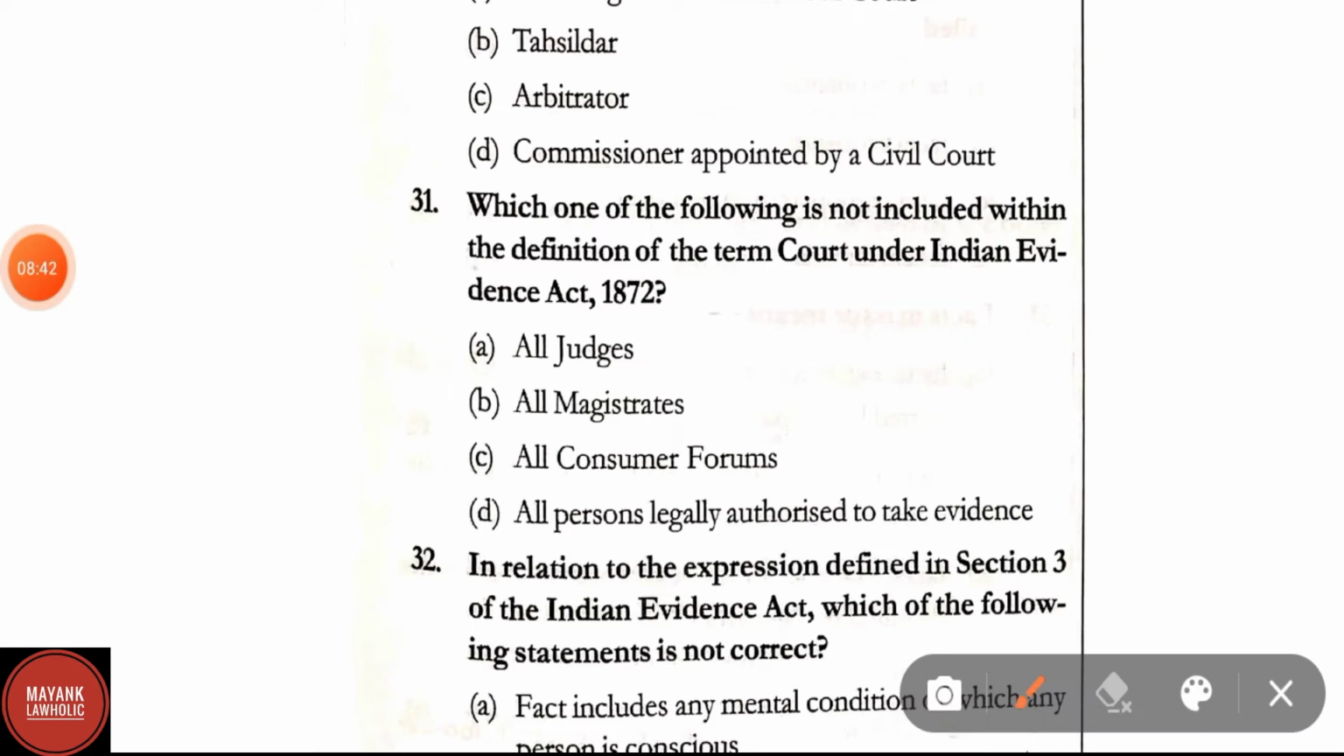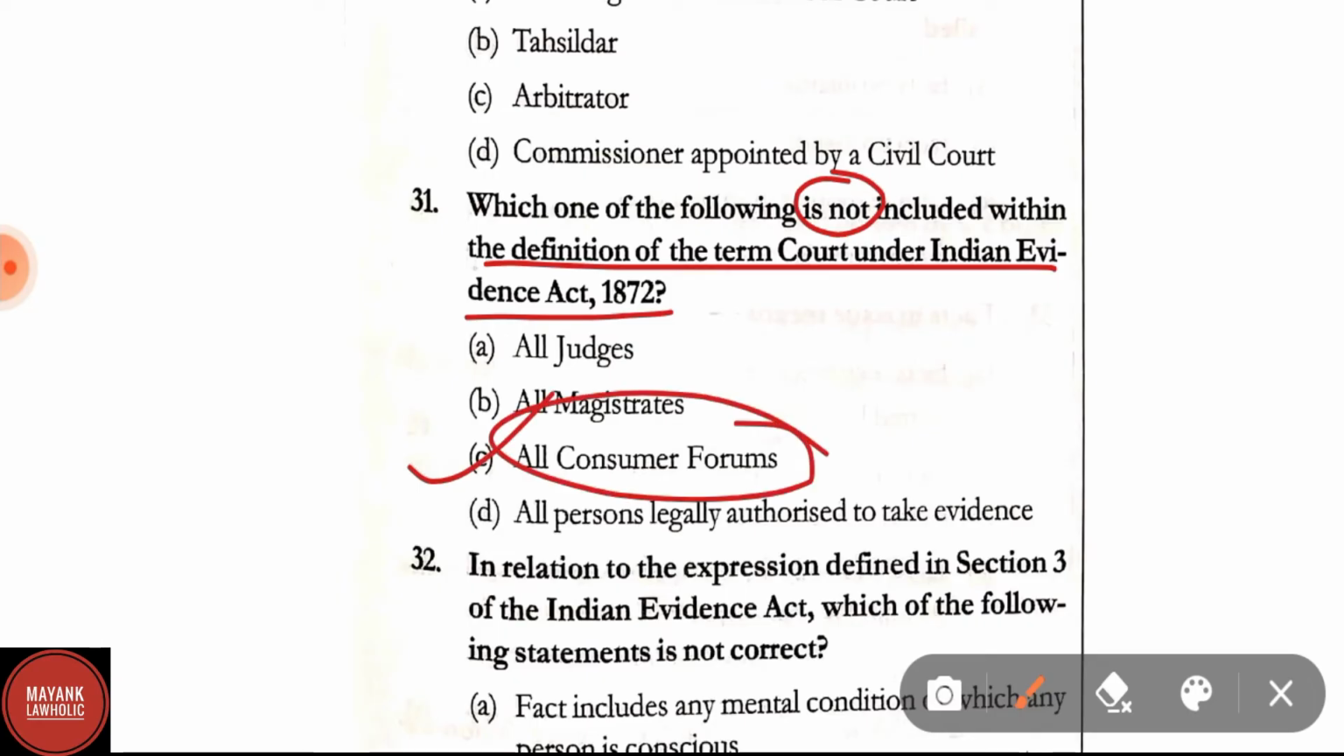Question number 31. Which one of the following is not included within the definition of the term court under the Indian Evidence Act? All judges, all magistrate, all consumer forums, all persons legally authorized to take evidence. Here correct answer is option C. All consumer forums are not included within the definition of the term of court under the Indian Evidence Act.